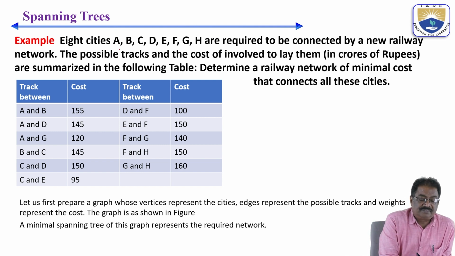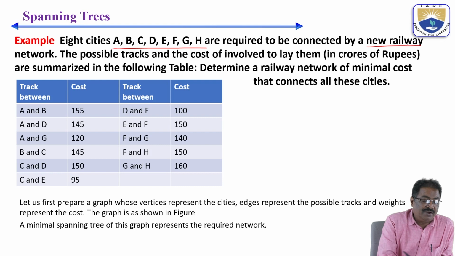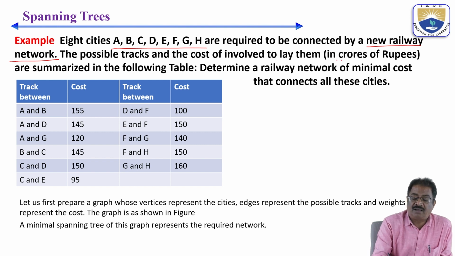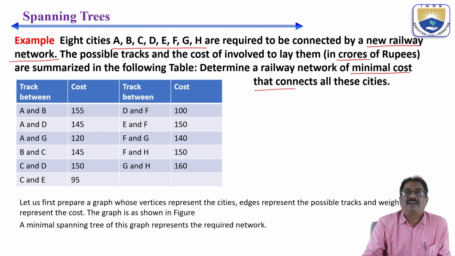Now, one example: 8 cities A, B, C, D, E, F, G and H. These cities are connected with a new railway track, a railway network. The possible tracks and the cost involved to lay them down, in crores of rupees, are mentioned in the table. The track expenditure between one city and another is given. Now we are going to determine a railway network of minimal cost that connects all these cities.